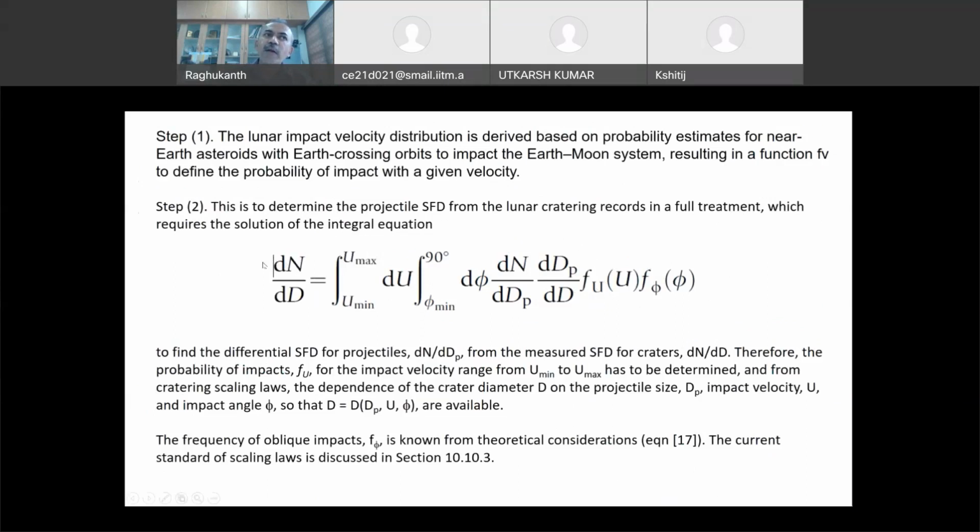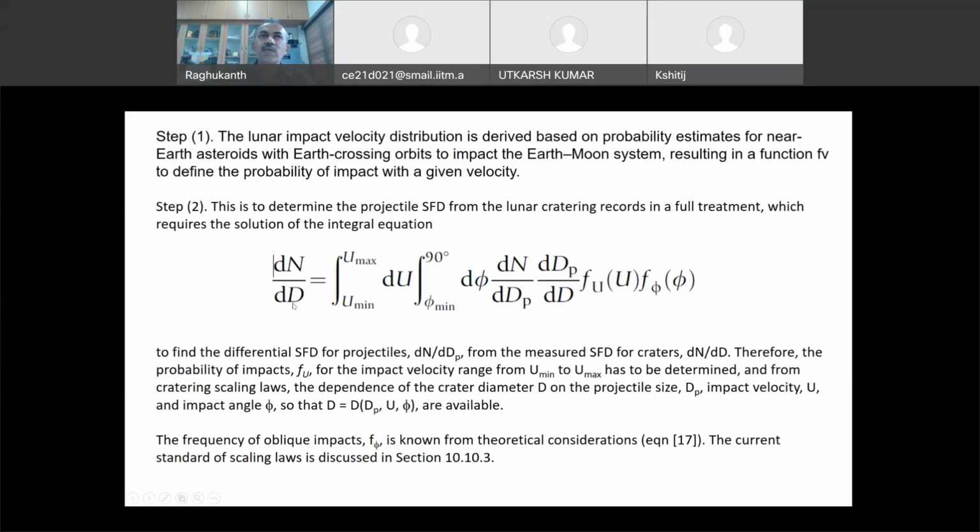So to find dN by dd on Earth, we use this dN by ddp, which you have calculated for the moon, and substitute here. But for f_U of U, you have to use the probability density function for Earth, and for f_phi of phi, the probability density function for angle on Earth itself. If you want to do it for Mars, dN by ddp is the same for any planet, because that depends only on the size frequency distribution of the projectiles. But f_U of U, f_phi of phi, and all those things are different for different planets. So substitute in these equations, and I will get dN by dd for my planet.